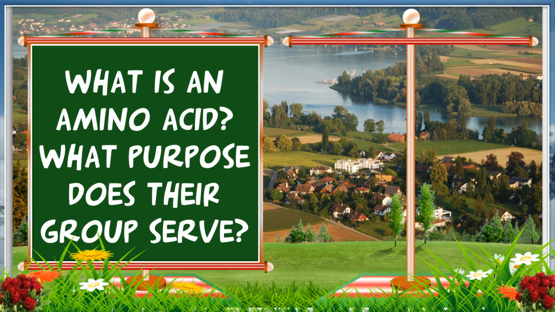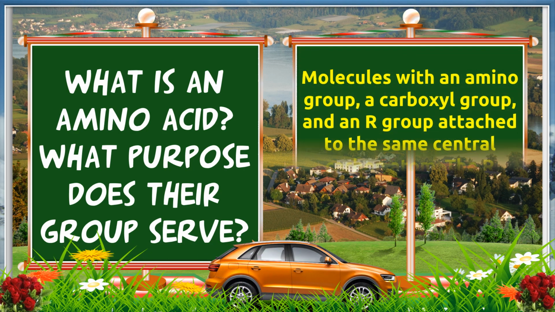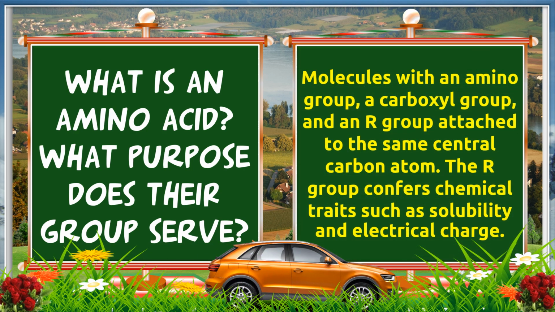What is an amino acid? What purpose does their group serve? Molecules with an amino group, a carboxyl group, and an R group attached to the same central carbon atom. The R group confers chemical traits such as solubility and electrical charge.